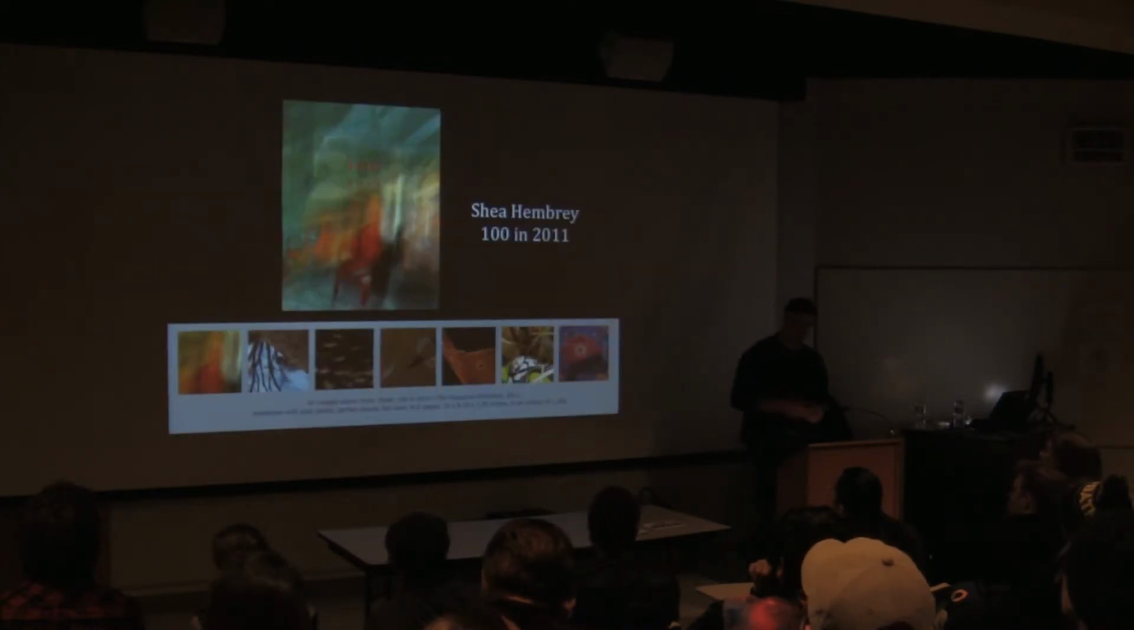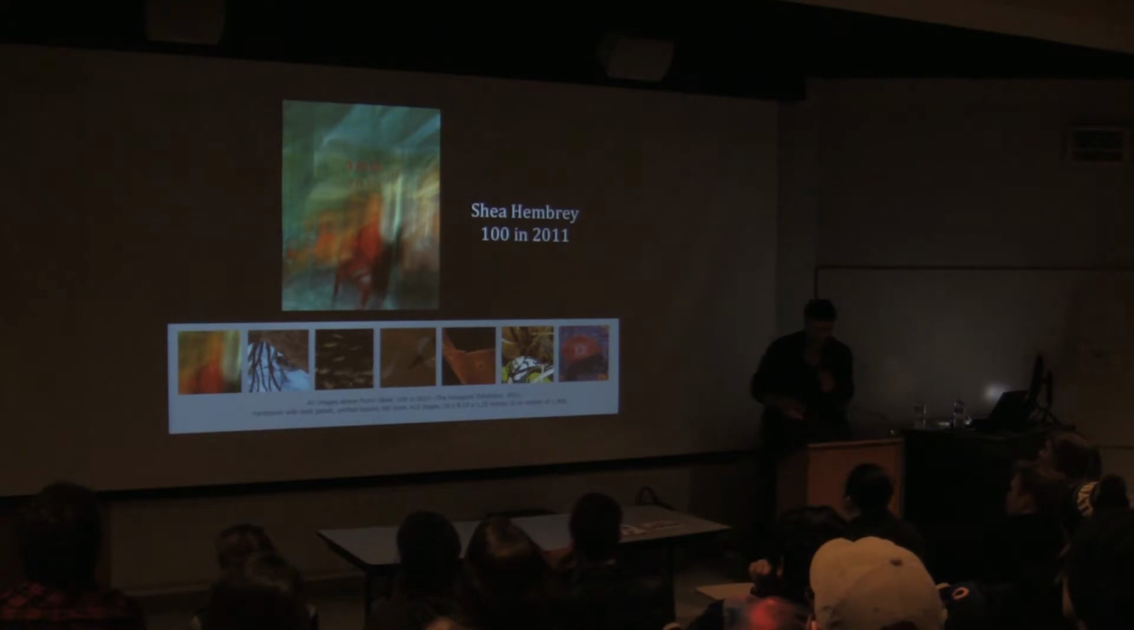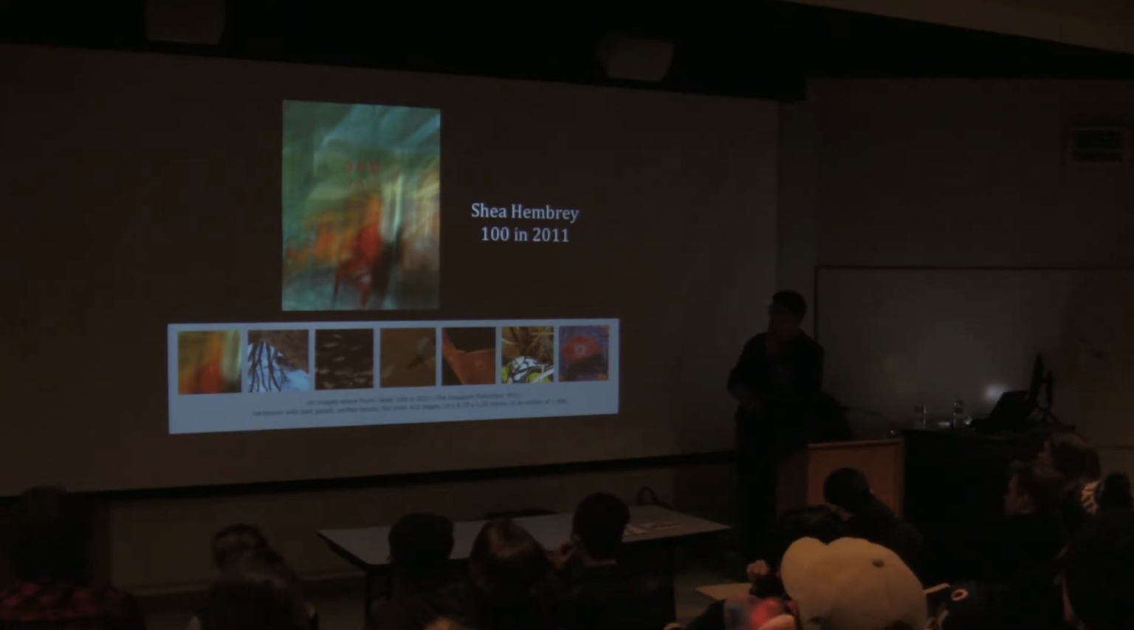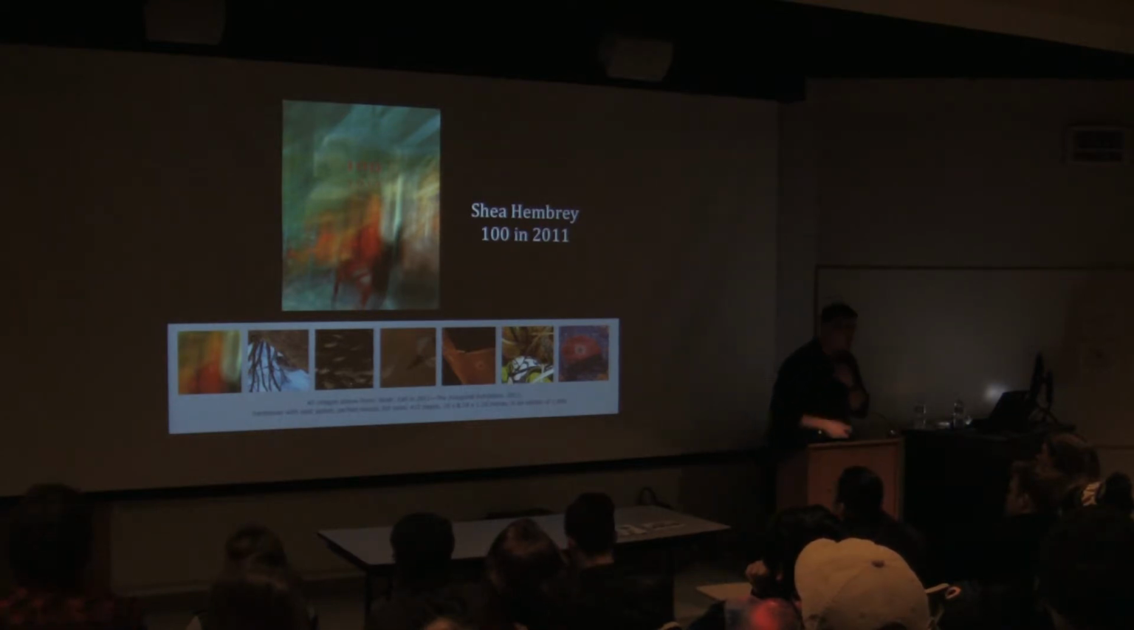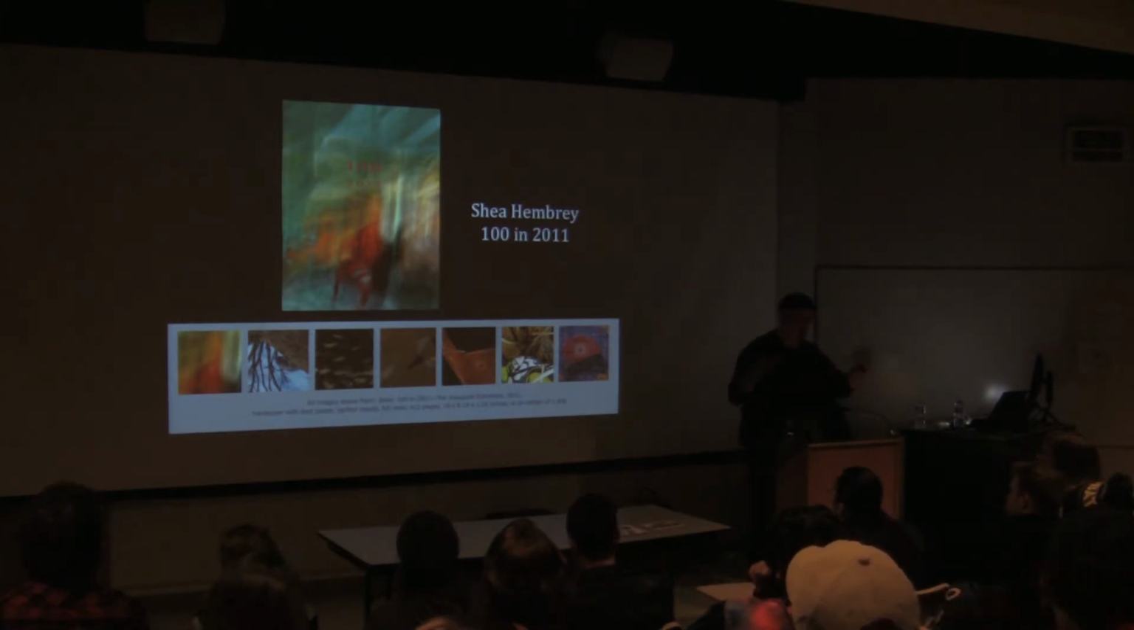A couple of years ago, there was this thing in the New York Times Book Review about this artist, Shea Hembry, who created a fictitious group exhibition called 100 in 2011, in which he made the artwork of 100 different artists that he presented. So it's like he had a group exhibit, but he made all the different work.